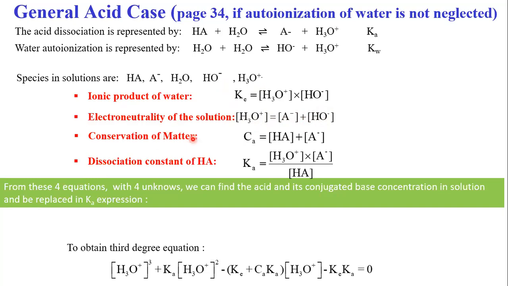Conservation of matter. The concentration of the acid, now all of the acid is between two species. Either the acid is in the HA form or it's in the A- form. And so we're conserving the mass. So no matter what species it's in, all the concentration of whatever species is going to be totally equal to the total acid concentration.